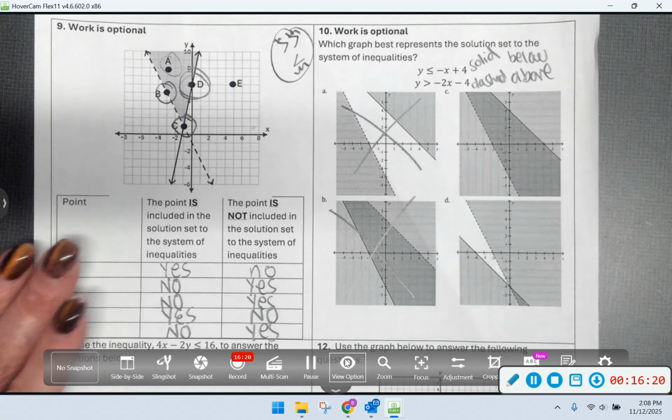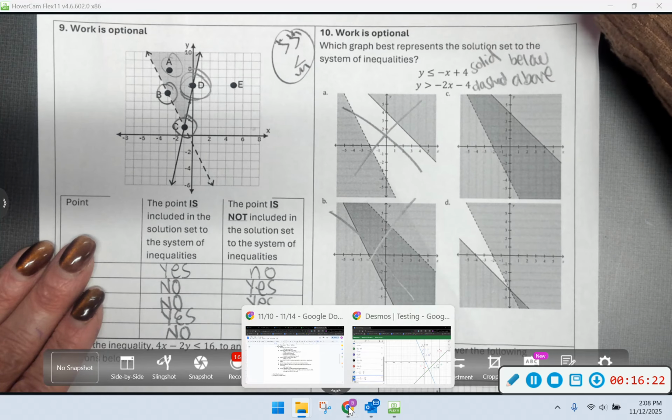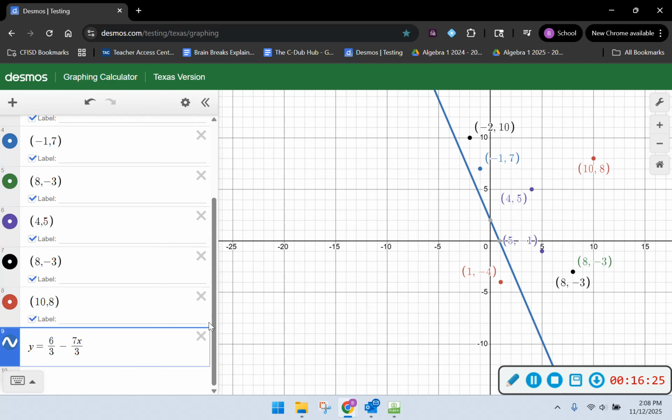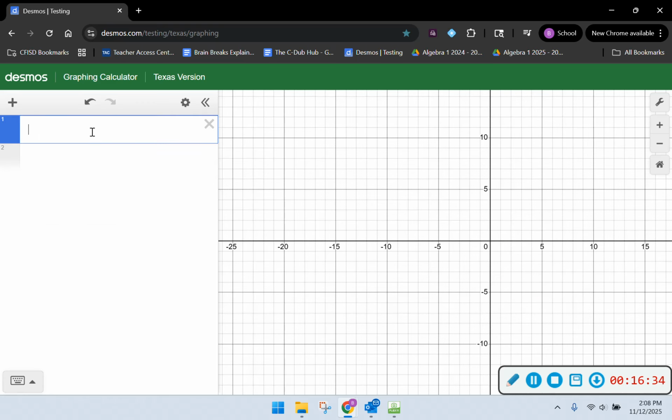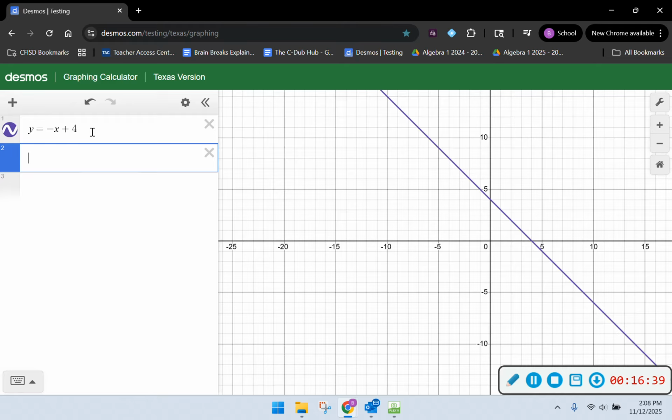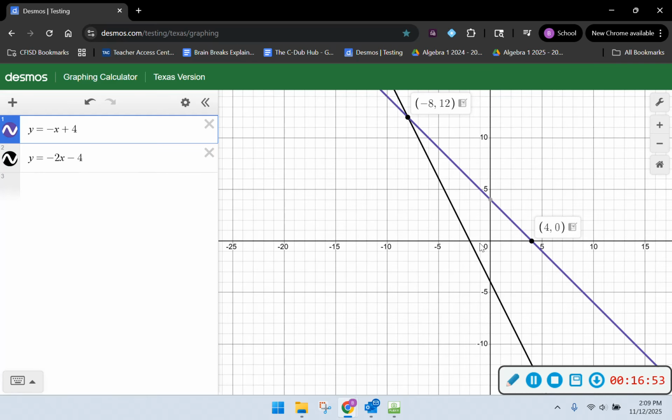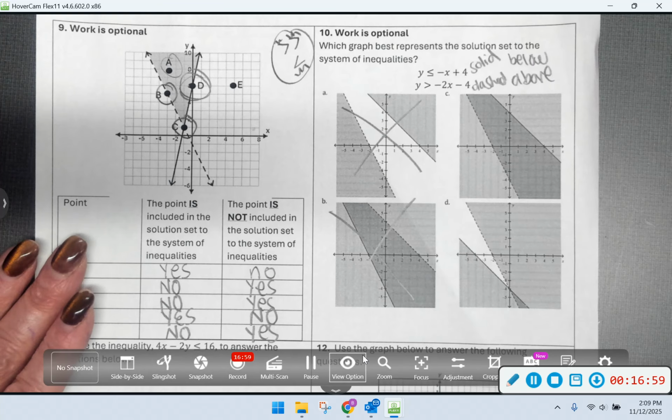So now we got to go type them in and see which one matches. So I'm going to go to Desmos. Delete, delete, delete. I'm going to type in both of these equations. Y equals negative x plus 4. Y equals negative 2x minus 4. And I know they cross at negative 8, 12, which is up there. And this one has an x-intercept of 4. This one has an x-intercept of negative 2. So I'm looking at my paper. It looks like C.